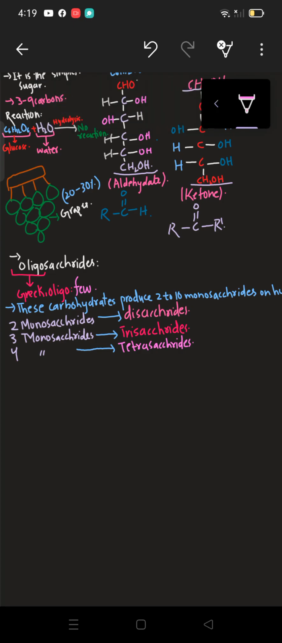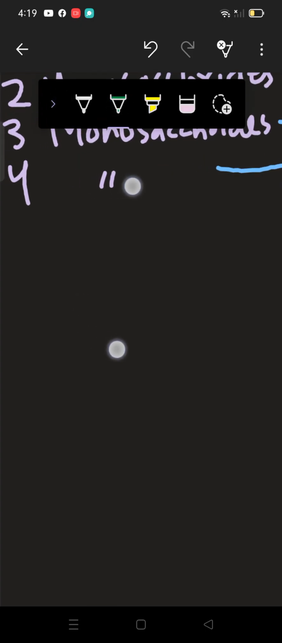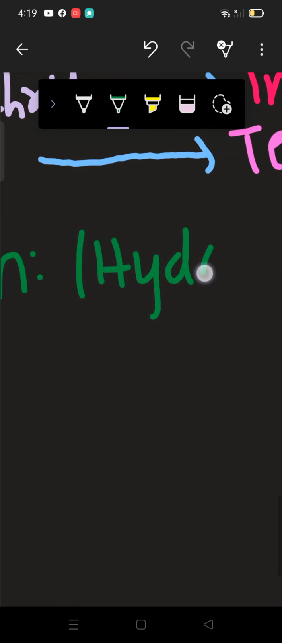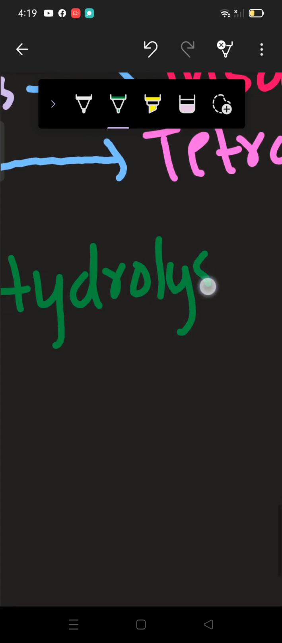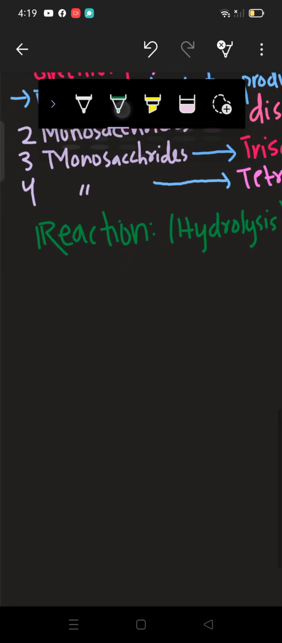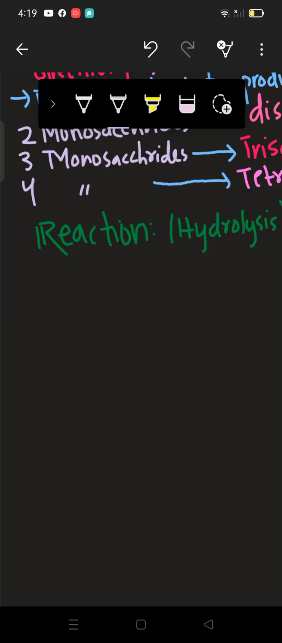So now we are going towards the reaction. If I make oligosaccharide react with water, what thing will be produced? Let's check that. Let me give it the heading first: reaction of hydrolysis. Let's check this reaction now. Let me write here the reactants, then I'll be writing the products. I hope you are familiar with what reactants and products are.